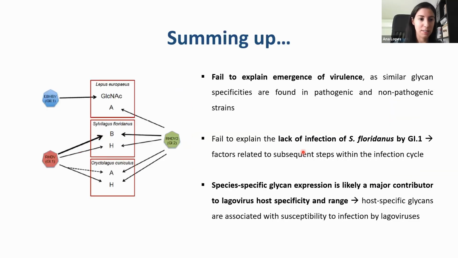So, summing all this up, I can tell you that we failed to explain the emergence of virulence because we found similar glycan specificities in both pathogenic and non-pathogenic forms. And we also failed to explain the lack of infection of cottontails by G1.1. But please bear in mind that this is only a step of the infectious cycle. And there are a lot of other factors, a lot of other reasons why they cannot be infected, or why we haven't yet found infection by G1.1. For example, entry receptor incompatibility, replication mechanism incompatibility, etc.